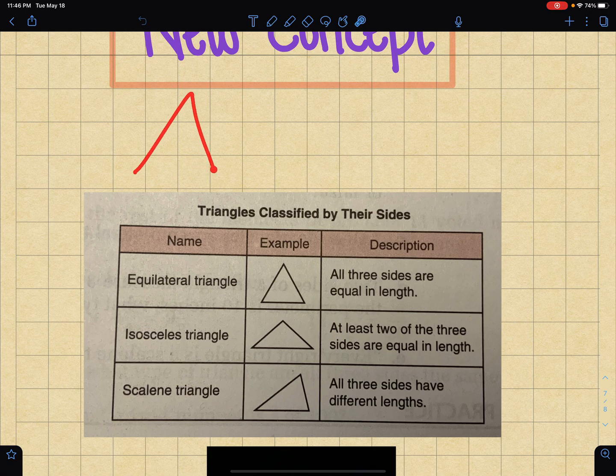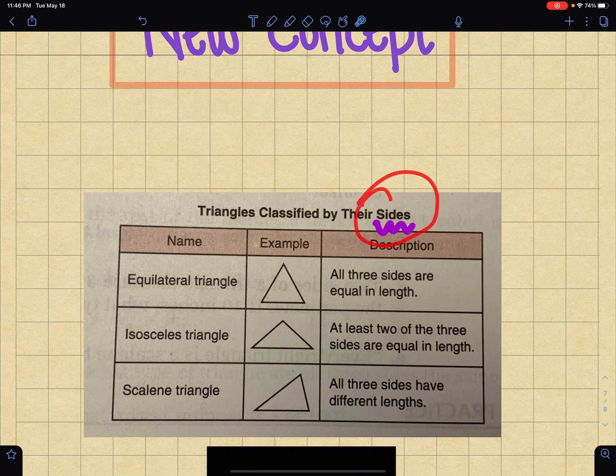You can't draw 3 straight lines and have it not be a triangle. It's always going to be some sort of triangle. Even that, yes. And the triangles can be classified. They're either going to be classified by their sides or their angles. We're going to talk about sides first.